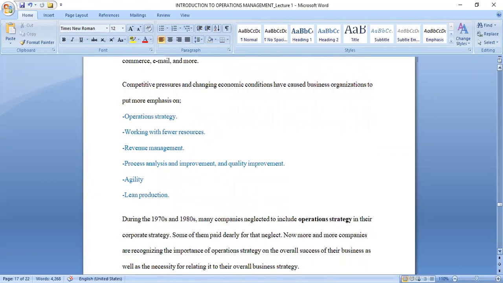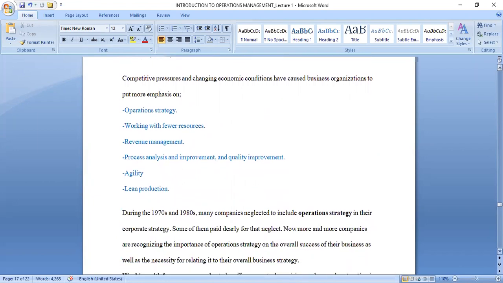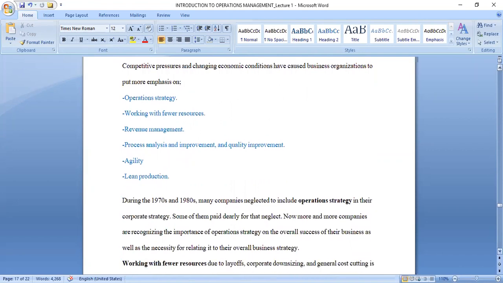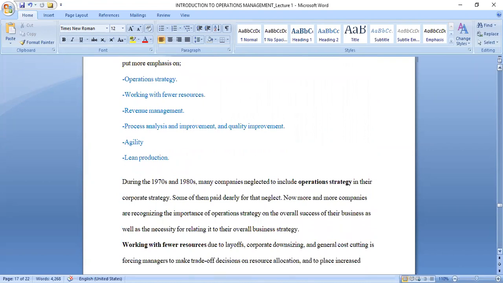And because of competitive pressures and the changing economic conditions, businesses are now putting emphasis on the following: operations strategy, working with fewer resources, revenue management, process analysis and improvement, quality improvement, agility, and lean production. Now, let me explain these aspects, and then we shall call it a session.